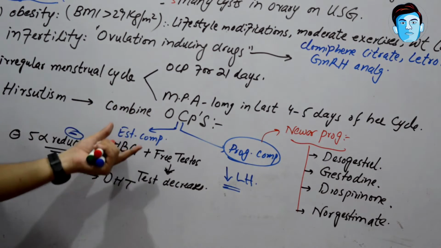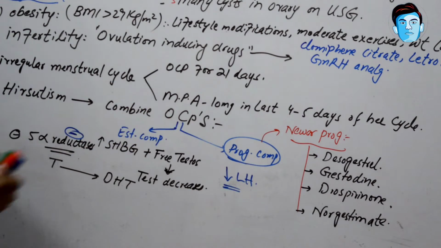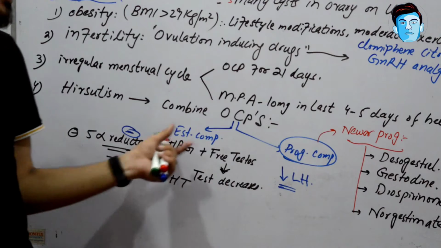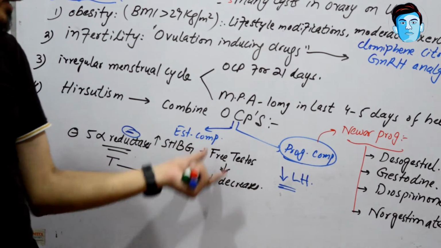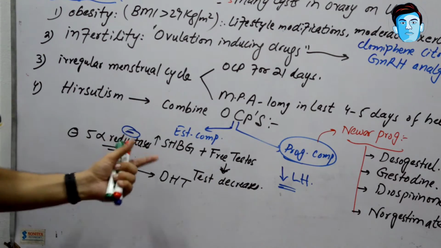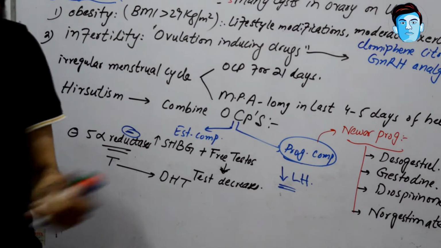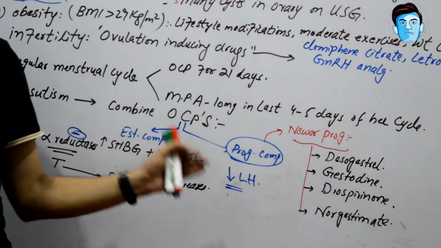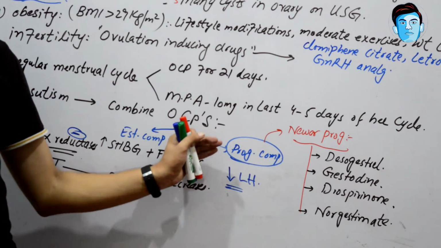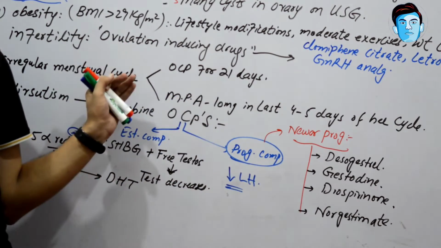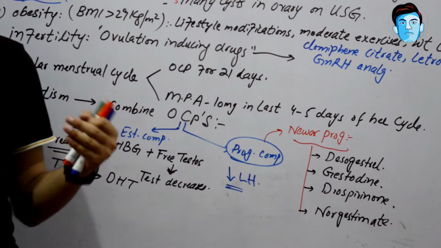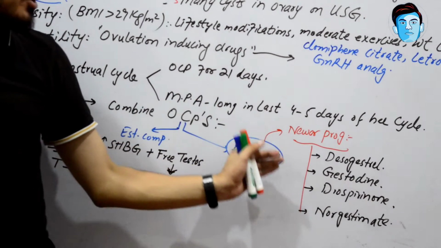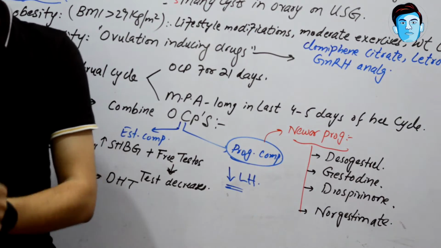The estrogen component of OCPs increases the level of sex hormone binding globulin that combines with the free testosterone and decreases the level of testosterone. Also, it inhibits 5-alpha reductase. While the progesterone component of combined OCP decreases the level of LH. And the progesterones that are given in this condition are newer progesterones in the form of desogestrel, gestodene, drospirenone, and norgestimate.